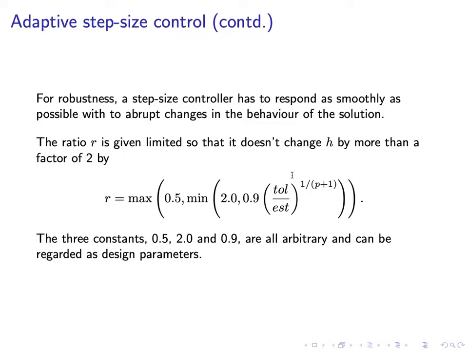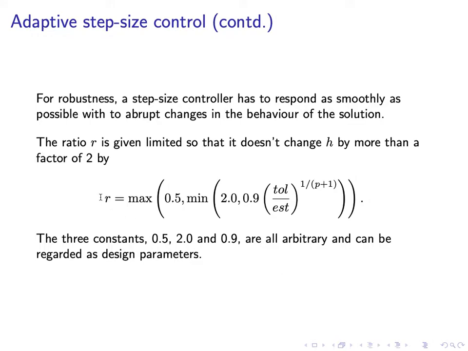Okay, so if we're starting from the inside here, we have our value of r, which is tol over s to the power 1 over p plus 1. What we do is we multiply that by 0.9. Now this is a safety factor. This is to ensure that we're not ever going over what r should be, and therefore having a failed step at the next step of the algorithm. Okay, so here we've got a minimum value.